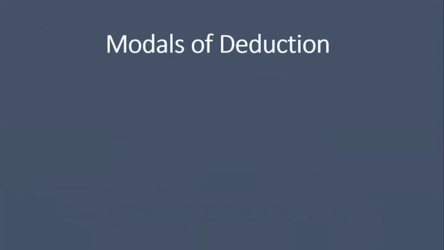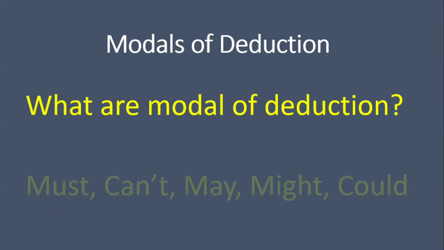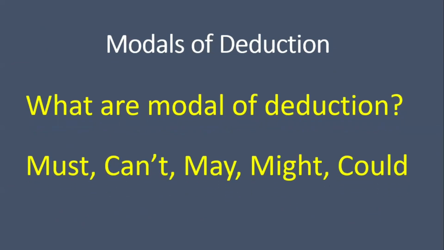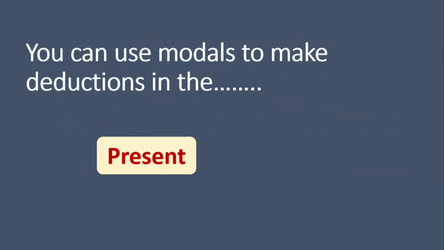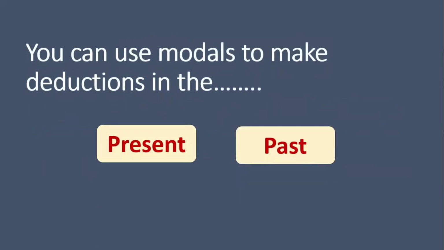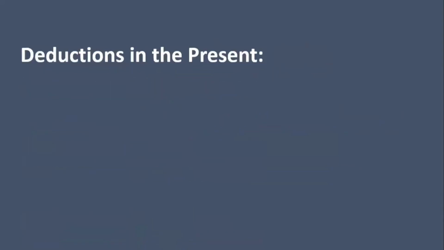in English, we can do this with the use of modals of deduction, which are must, can't, may, might, and could. And we can use modals to make deductions in the present and in the past, and we'll cover them one by one. So we'll start with deductions in the present.